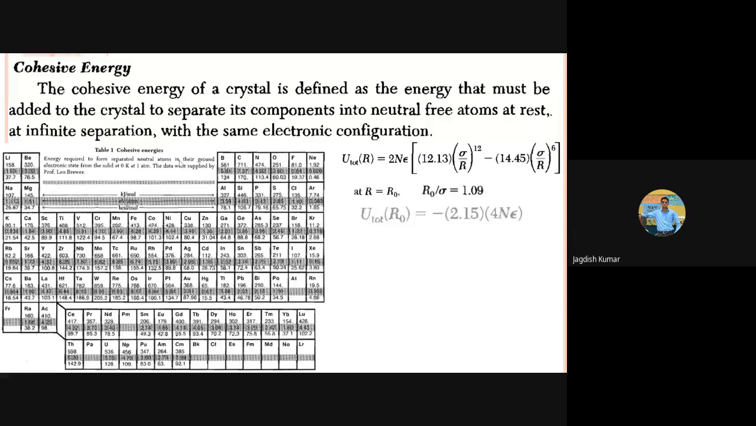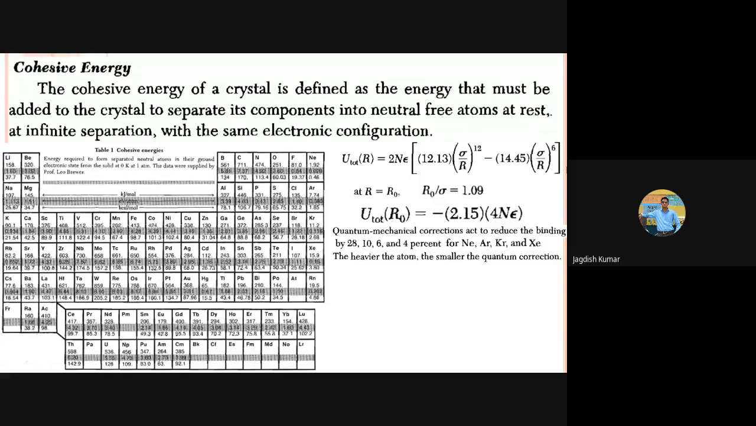And then I already told you about quantum mechanical corrections. The heavier the atom, the smaller will be the quantum correction that we discussed. Okay, that's all for today. That completes our noble gas crystals, or the crystals interacting via Lennard-Jones potential.